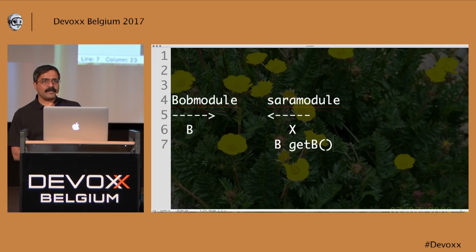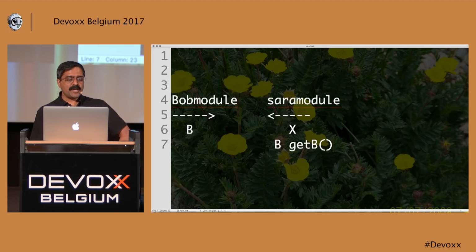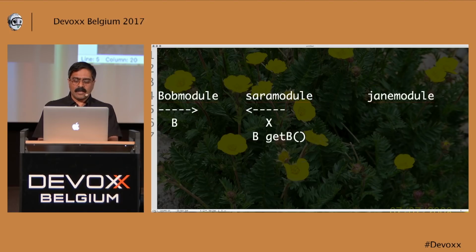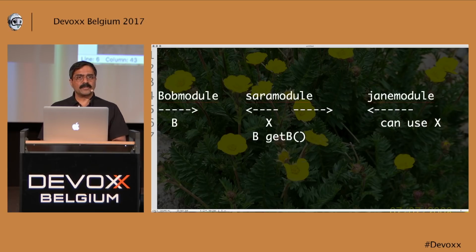Well, look what just happened. Sarah says, I am generously taking this object B and giving it to anybody who asks for it. Now let's say we have Jane module. What does Jane module do? Jane's module says, I'm going to require Sarah's module. Well, good news, Jane can use X, right? So X is available to Jane because Jane and Sarah are shaking hands.